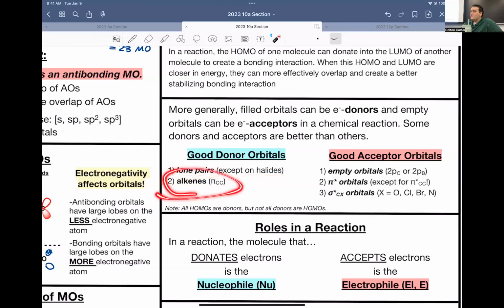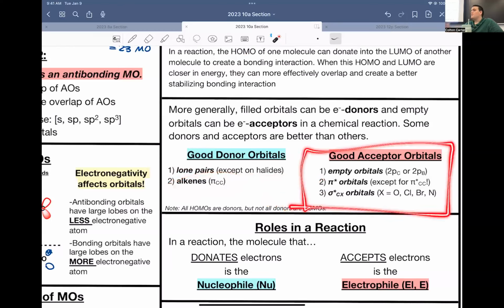And then the other good donor are alkenes. It's really just because you have a lot of electron density built up between these two atoms, because you have 4 electrons there rather than just 2. And so it's going to be more willing to donate. Also, pi bonds are higher in energy than sigma bonds. So they're going to be higher energy donors. They're going to be better donors.